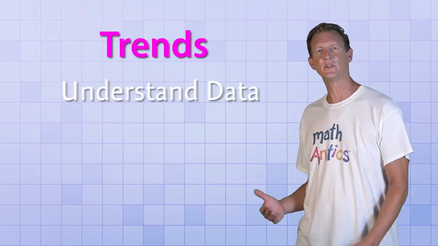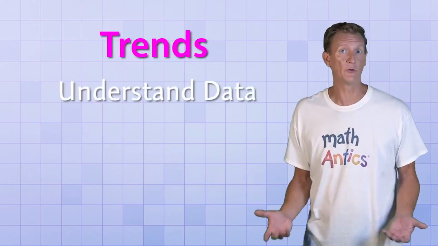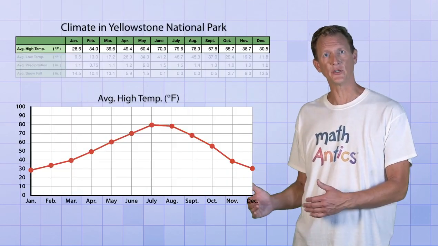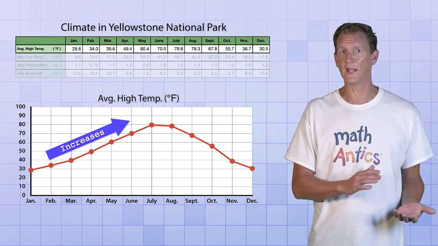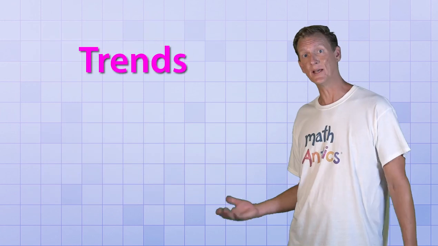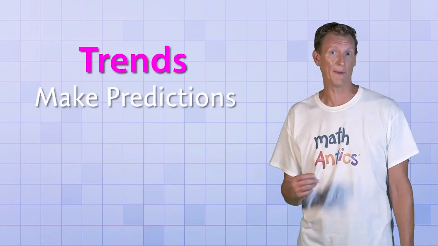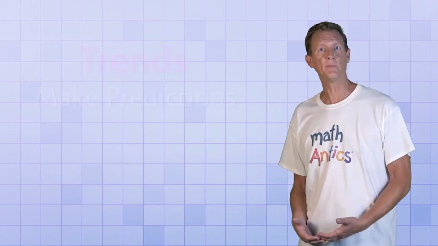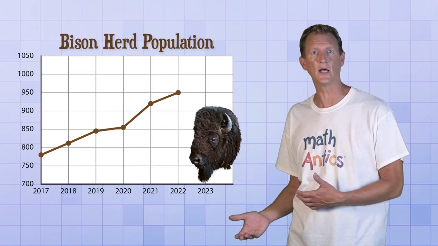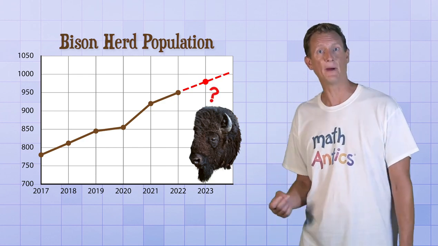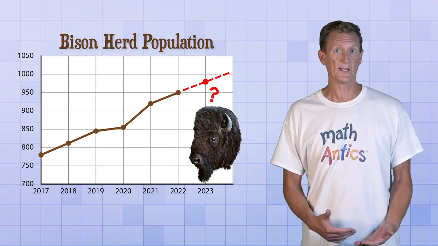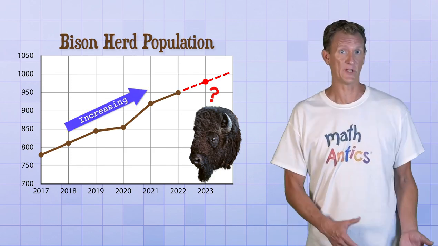First, trends can help you understand data on a higher or more general level. For example, the trend in this Yellowstone data is that the temperature increases from January to July and then decreases from August to December. And second, trends can sometimes help you make predictions about what might happen in the future. For example, if you have a line graph showing how the population of a bison herd was changing over time, it might help you predict how many bison you'd expect to see the next year. So line graphs are great for displaying data in a way that lets you quickly identify trends.